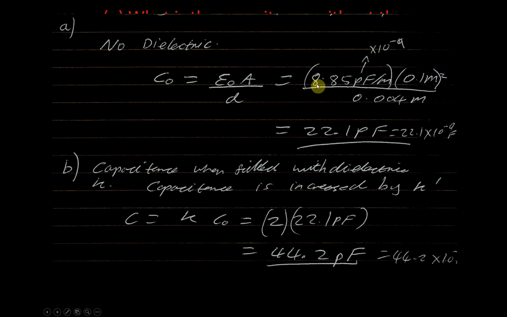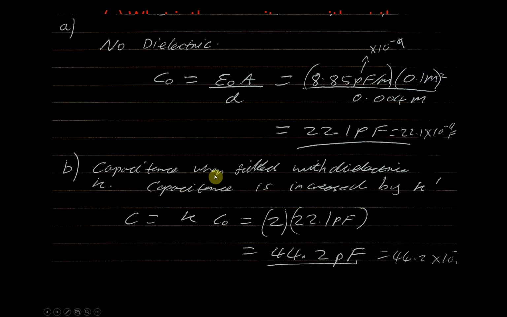This is going to give us 8.85 times 10 to the negative 9 farads per meter, times 0.1 squared, divided by 4 millimeters, remember, 0.004 meters. That'll give us an answer of 22.1 times 10 to the minus 9 farads, or 22 nanofarads.